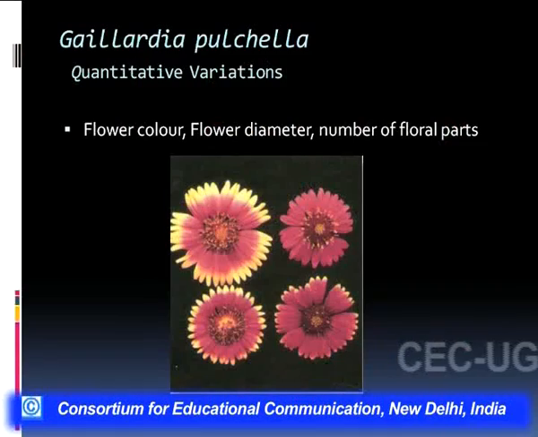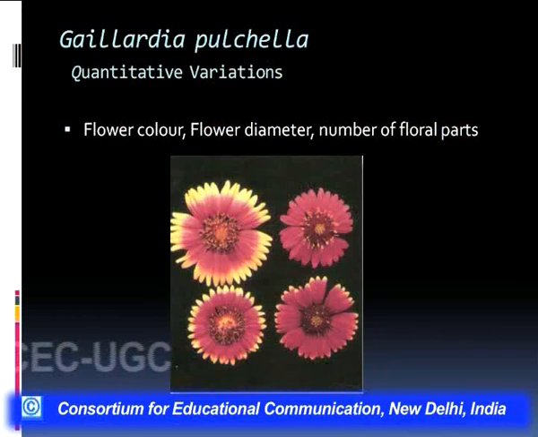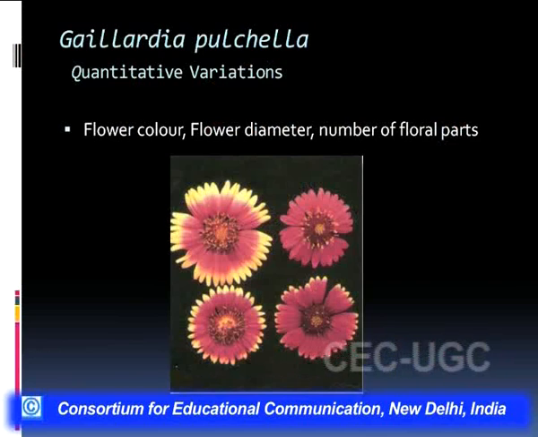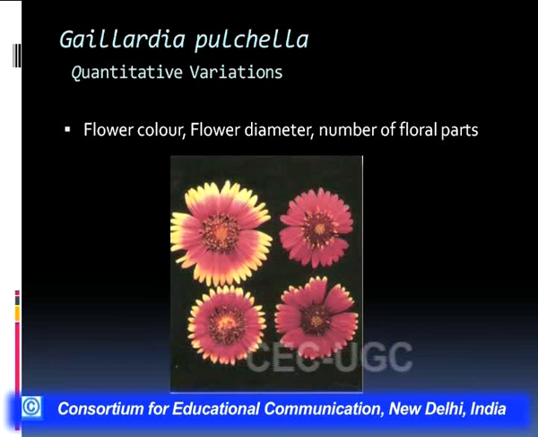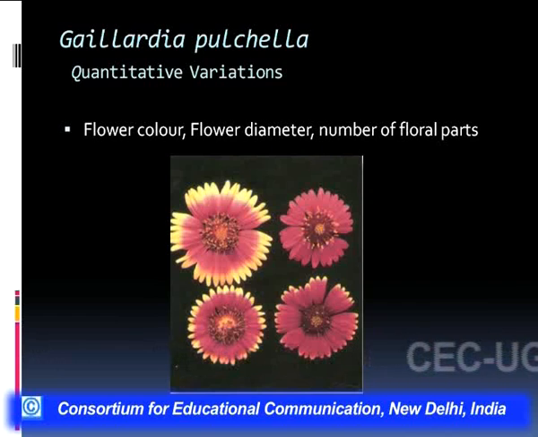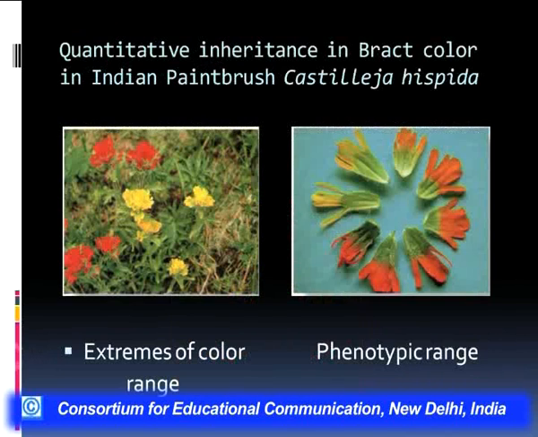If we look at another flower showing quantitative variations, it is Gladiolus, and we find that this particular flower has all different types of diameters. The number of floral parts in terms of calyx and corolla are highly variable, and so are the shades of the petal. It is the same variety of flowers, but why is it that we have such a huge variation?